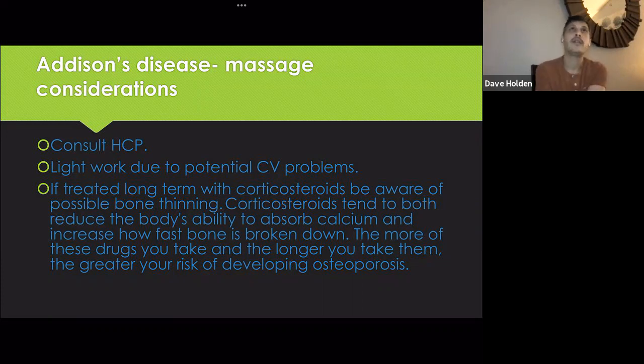Also, if they've been treated with corticosteroids for a really long time, like over a year, they could have bone thinning. So be a little careful going over the ribs. Really don't put too much pressure on them. Bones can be a little more brittle than usual.